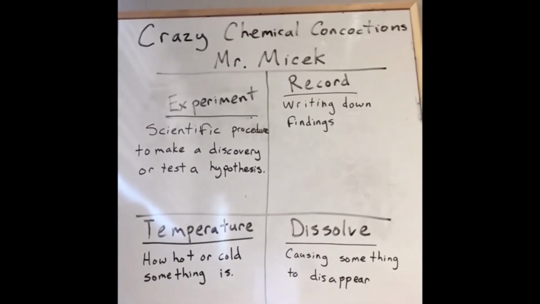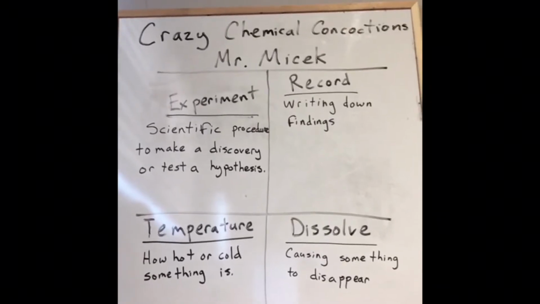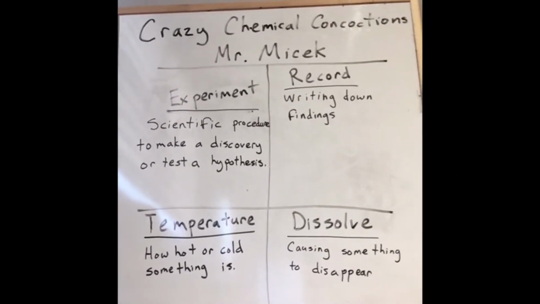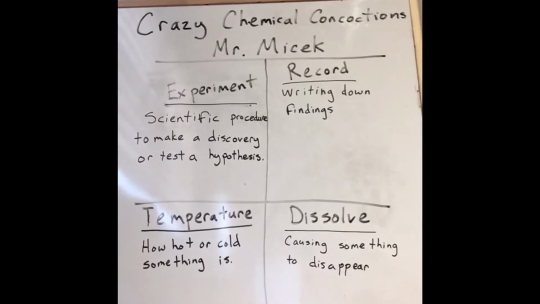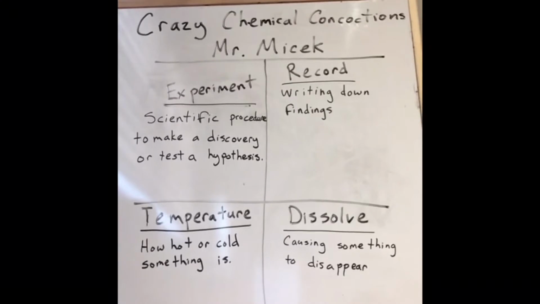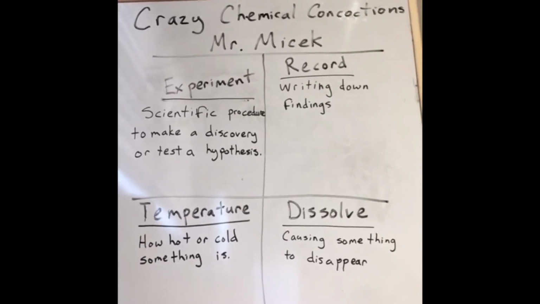Our second word is record, so you have to write down your findings. Scientists like to record what they're doing so that they can share it with other scientists and they don't have to keep making the same mistakes over and over, and that way they're able to remember whatever it is that they were able to discover.